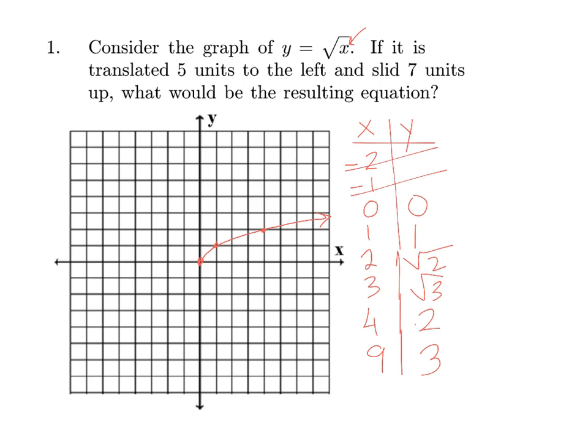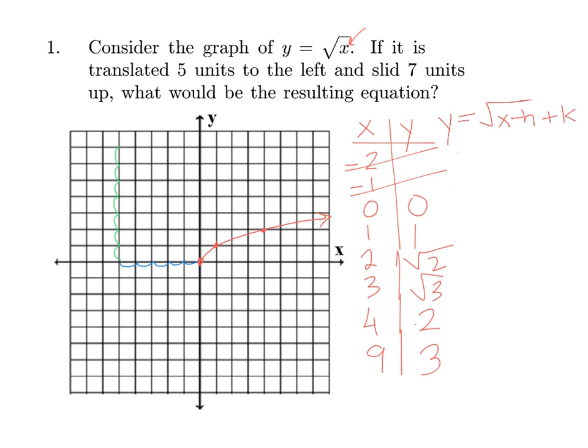Now, if I take this equation here, I'm going to translate it 5 units to the left and 7 units up. Okay. Well, what's my equation going to look like then? Well, here's the general equation. y is equal to the square root of x minus h, plus k.